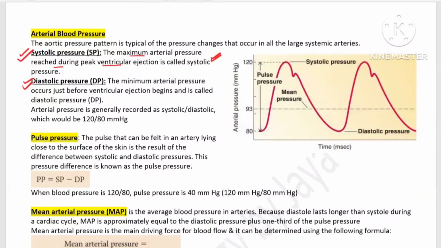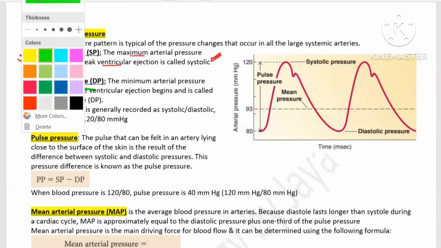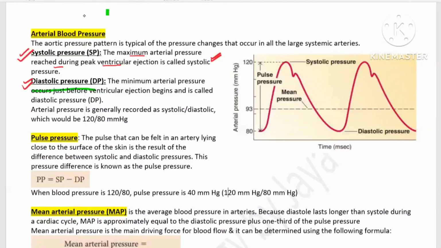Understood the difference, beta? Diastolic pressure is the pressure which is present just before ventricle ejection starts, and systolic pressure is the one which is present during peak ventricular ejection. What is the value of the systolic pressure? Systolic pressure is nearly 120 and diastolic is 80.